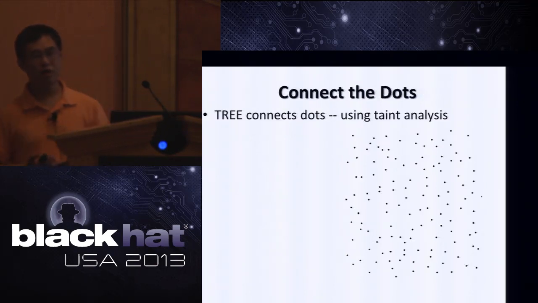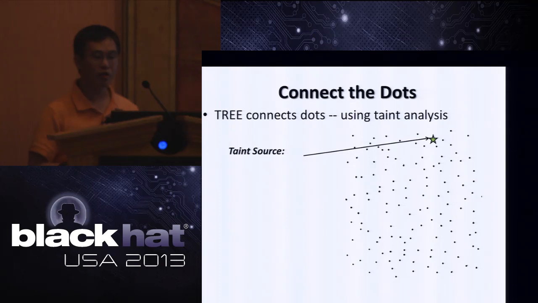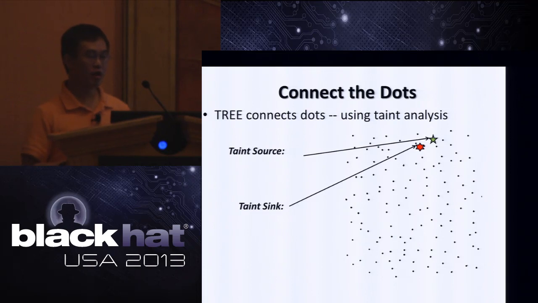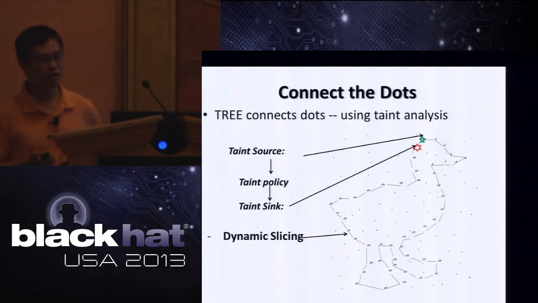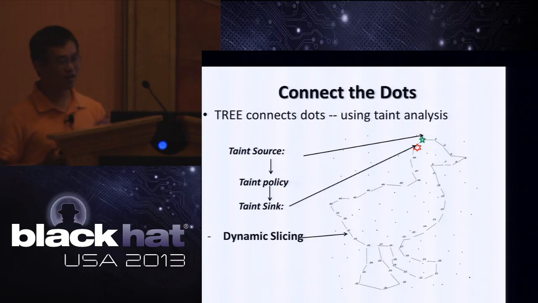So if we use the connecting the dots scheme to make it easier to see, the starting point is the source, the Taint source. And the ending point is the Taint sink. You start connecting the dots following certain rules. The rule is your policy, your Taint policy. And when you finish the connection and it finally makes sense, in this case it's a duck, then that's your slicing.